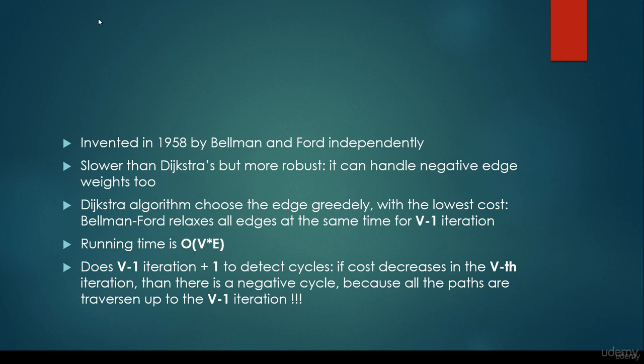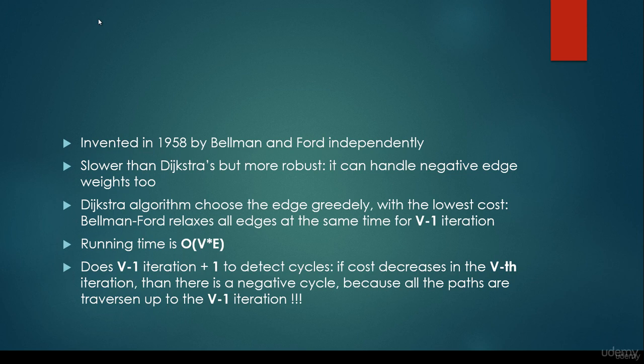The running time is O(V times E), where V denotes the number of vertices and E denotes the number of edges in the graph, so it is slower than Dijkstra's algorithm, but on the other hand, it is much more robust. The Bellman-Ford algorithm does v-1 iterations plus one more to detect cycles.